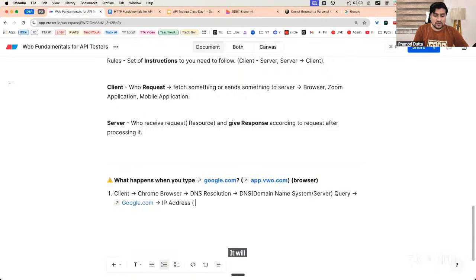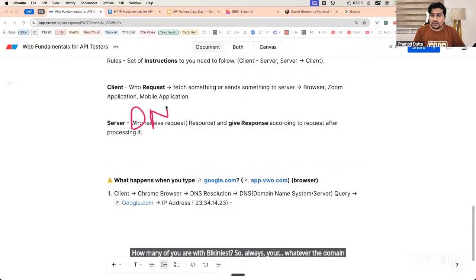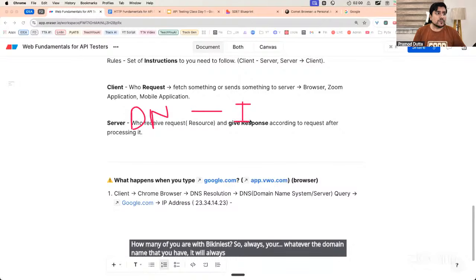It will basically convert it into something like this. How many of you are with me? Give me yes or no in the chat. So whatever domain name you have, it will always convert into the IP address.